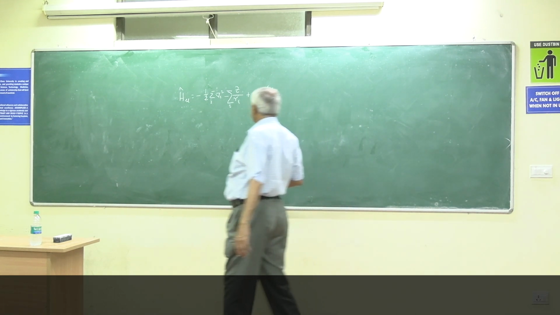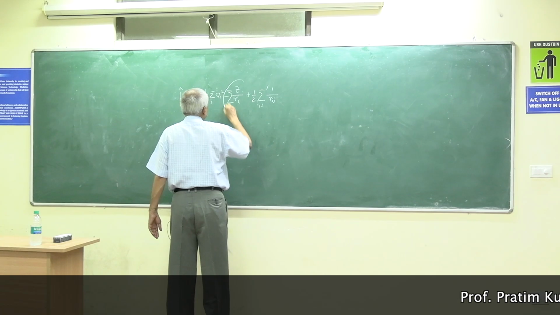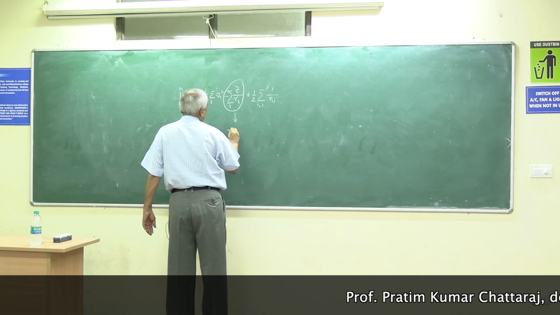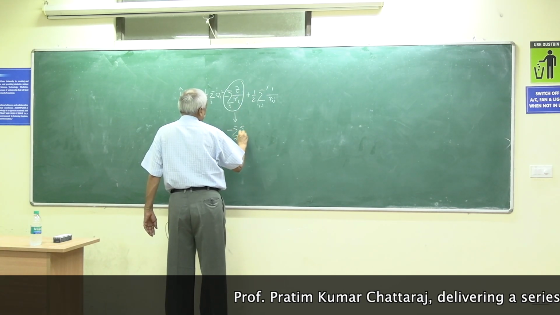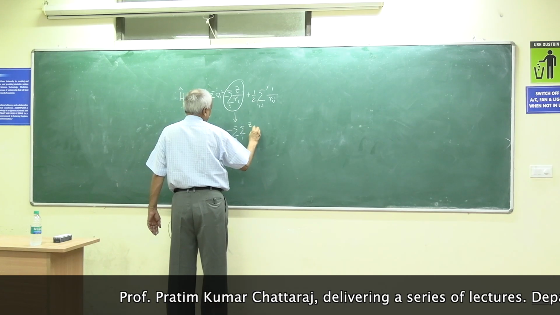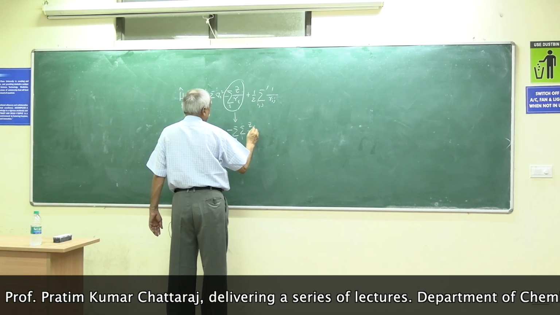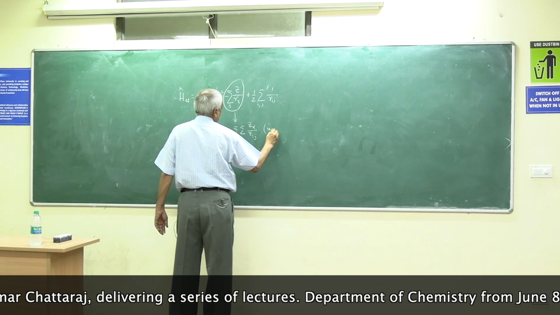In case of a molecule, there is no difficulty. This one, you simply write minus sum over alpha, sum over i, z alpha by r i alpha. So this is for the molecules.